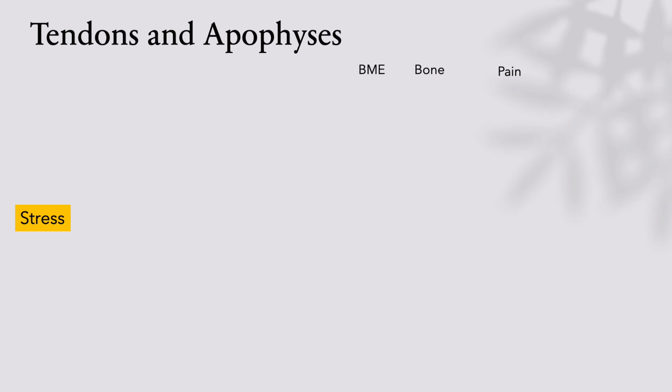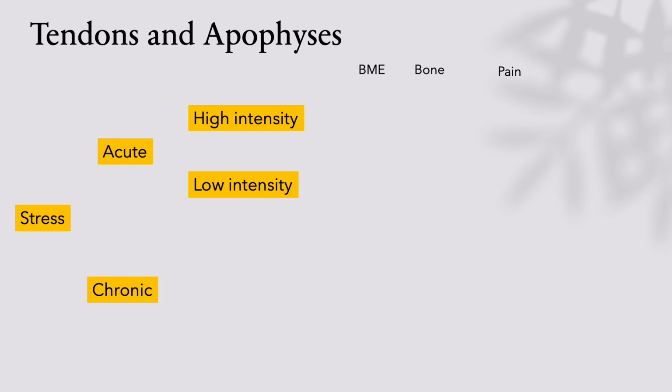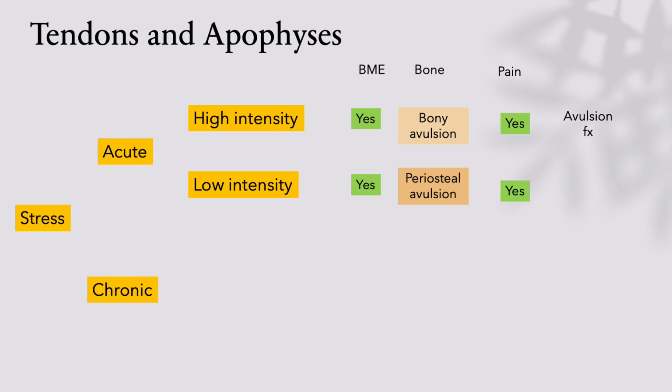The next thing we're going to talk about is the tendons and the apophyses. And here we talk about stress on the tendons and the apophyses, which could be acute or chronic. These could be high or low intensity. If they are high or low intensity, acute things, you will see bone marrow edema. You can either see bony avulsion with pain, in which case you get an avulsion fracture, or you can see periosteal avulsion with pain, in which case you have what we call a periosteal sleeve avulsion.